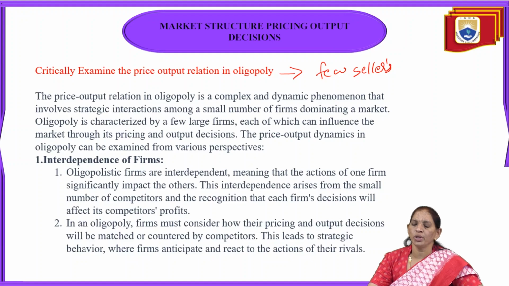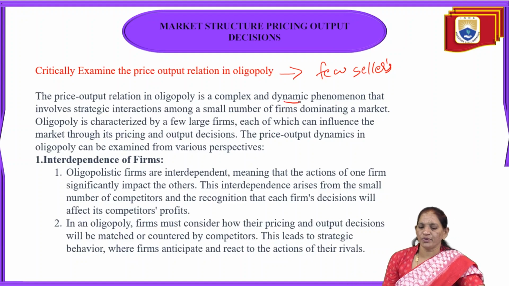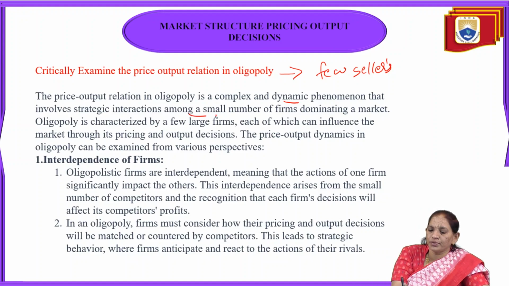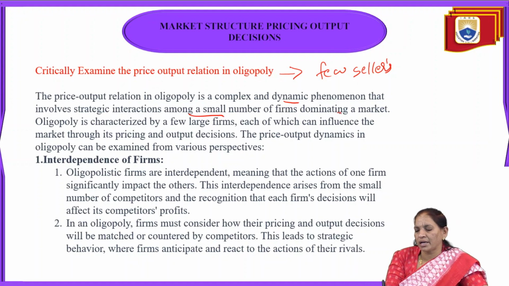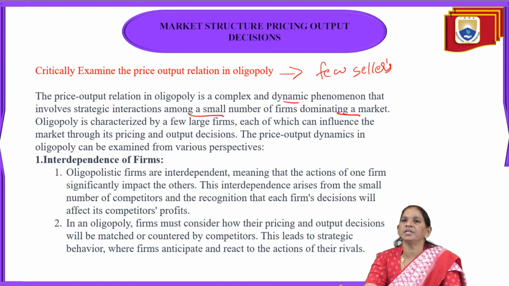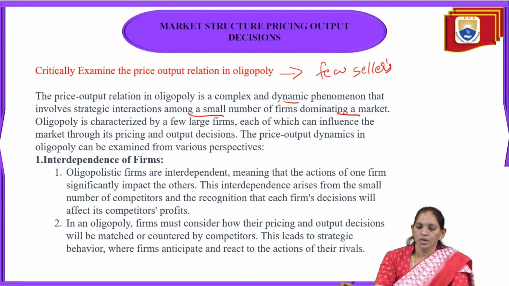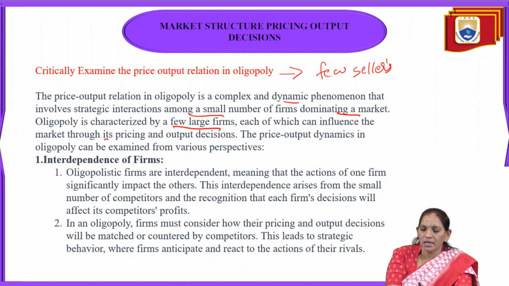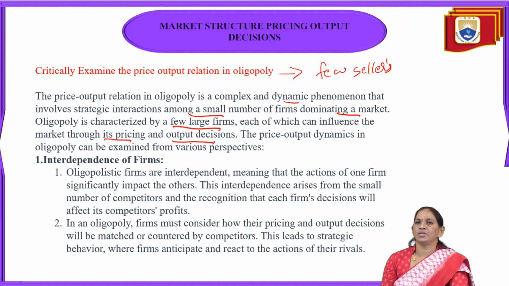As we know, oligopoly itself is a complex and dynamic phenomenon that involves strategic interaction among a small number of firms dominating the market. Means very few firms will dominate the market. Oligopoly could be characterized by having very few large firms, and each firm will influence the market in its pricing and output decisions. Means every firm itself will influence based upon its pricing and output decisions, and only a few firms will be in the market who will control the overall product.